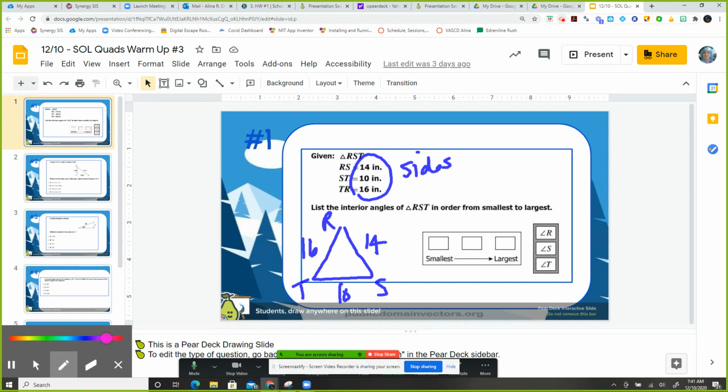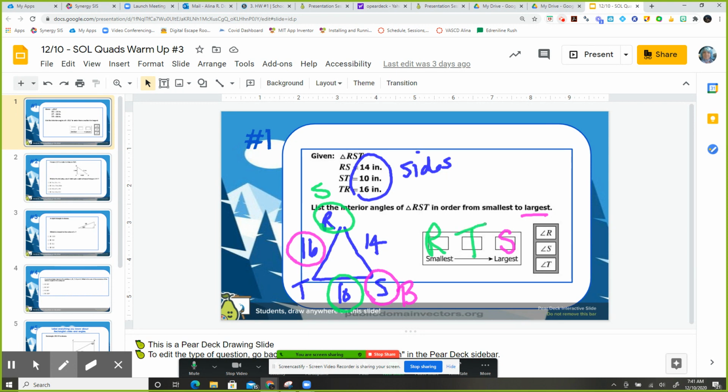That means my longest side is the 16, right? So my biggest angle is going to be the S. Did I do that right? So my S is the largest. And then if the 10 is the smallest, that means the R is the smallest. And the T is the middlest. It's not really a word. I just like making up words.